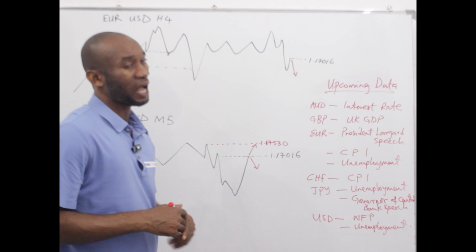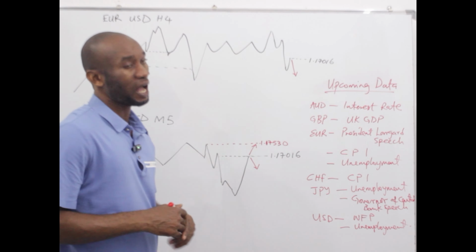Okay, let's touch a little on the data fronts that are going to come out. We have the Australian dollar. The Australians are going to release their interest rates. The UK is going to release their GDP, their gross domestic product.